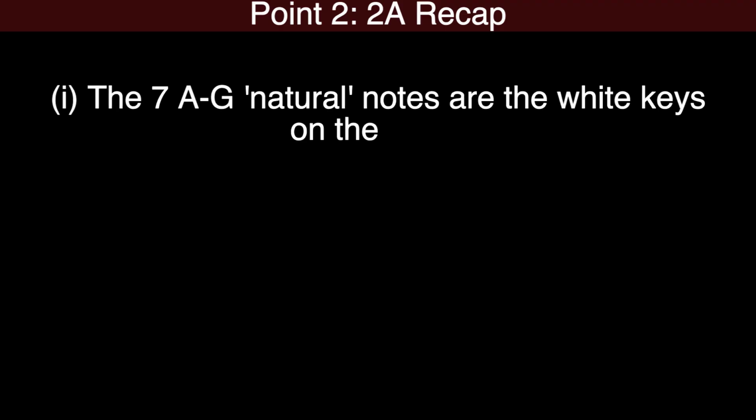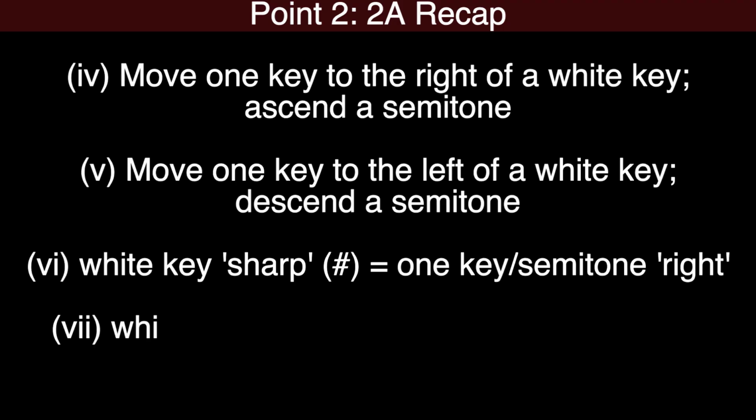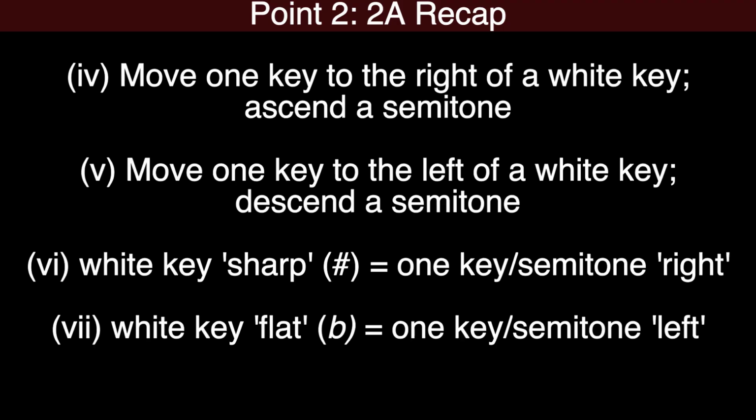The 7 natural musical note names of A to G are the white keys on the piano. The black keys can be used to navigate and find these 7 musical notes. Each piano key is a semitone away from its adjacent key. If we move one key to the right of a white key, we ascend by a semitone. If we move one key to the left, we descend by a semitone. The sharp of the 7 A to G musical notes is 1 key, 1 semitone to the right. Its flat is 1 key, 1 semitone to the left.